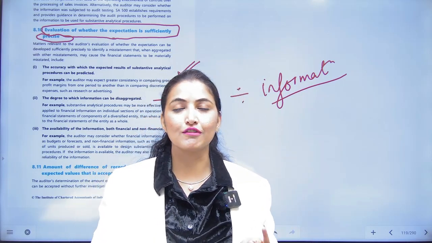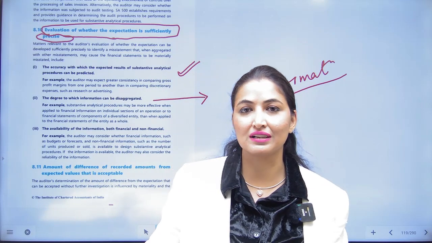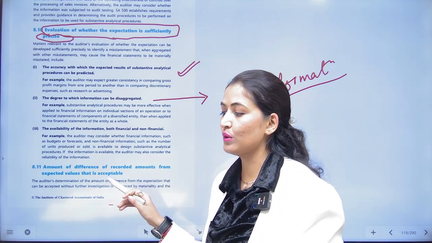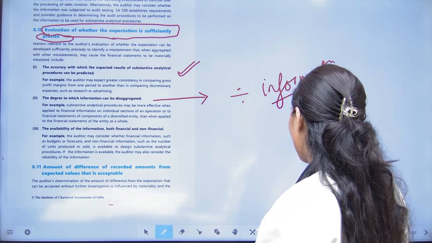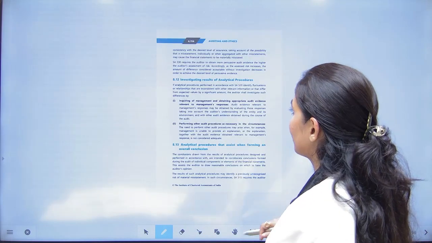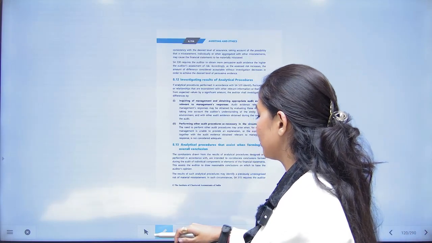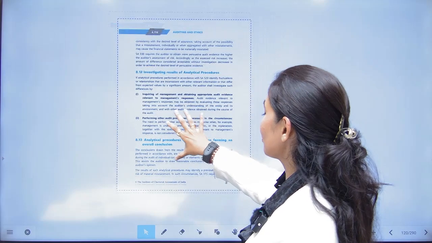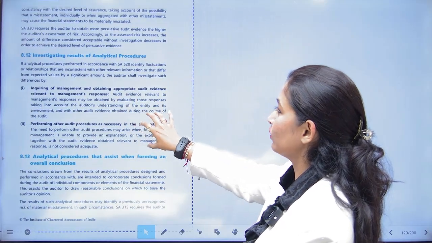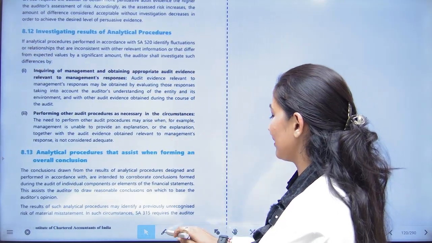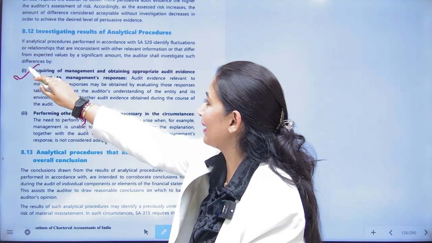I hope it is clear. First you see the suitability, then you see the reliability, then you actually try to evaluate and you compare it with your development of expectation. At the last point, in case you find a difference, you investigate. How do you investigate? You use the inquiry method.